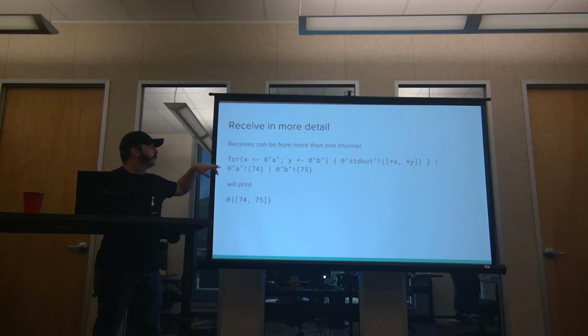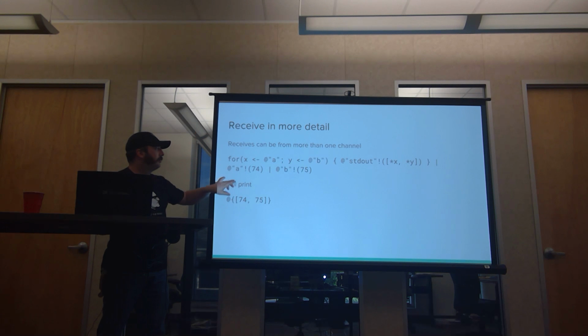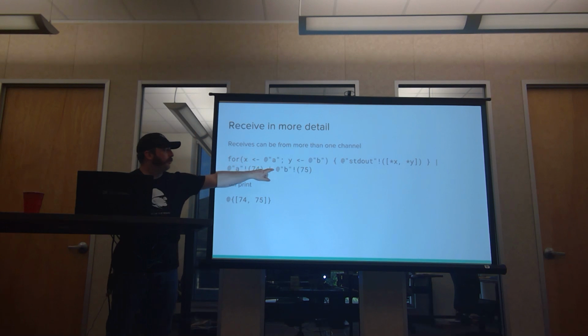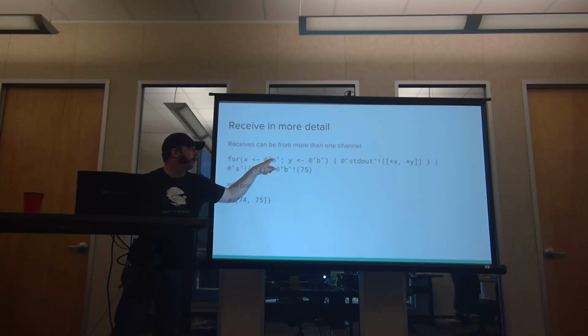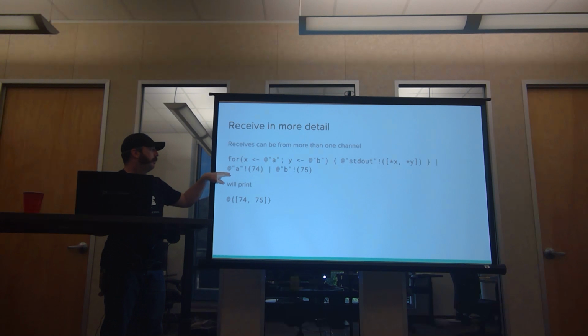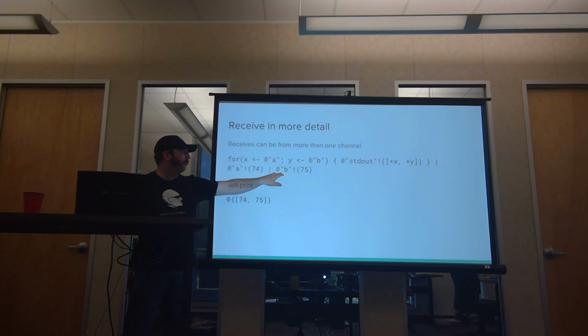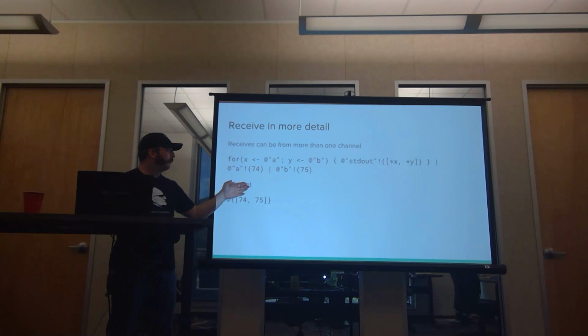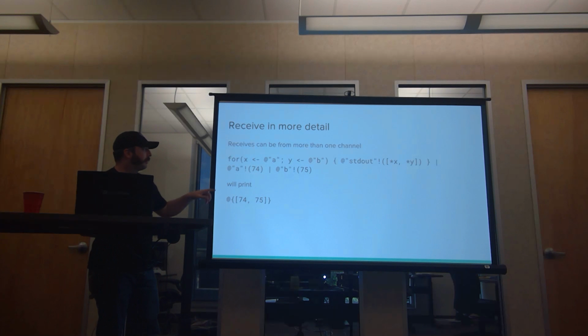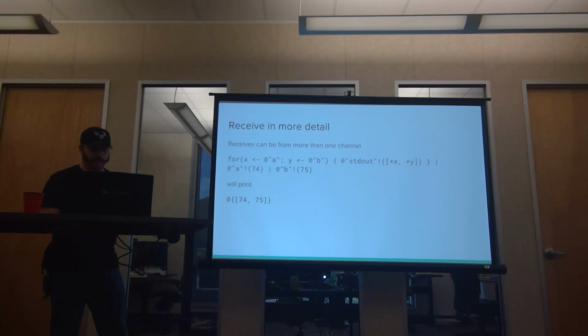All right. So receives can be from more than one channel. Here we have one receive listening on 2 channels, quoted string A and quoted string B. And here we have a send on A of 74 in parallel with a send on B of 75. So executing this will print 74, 75.